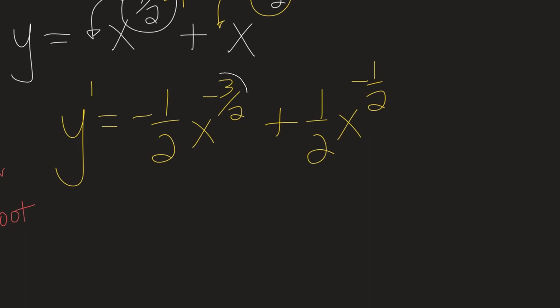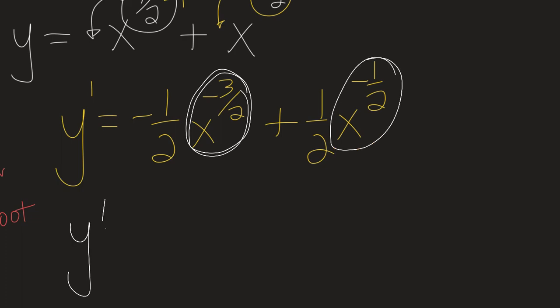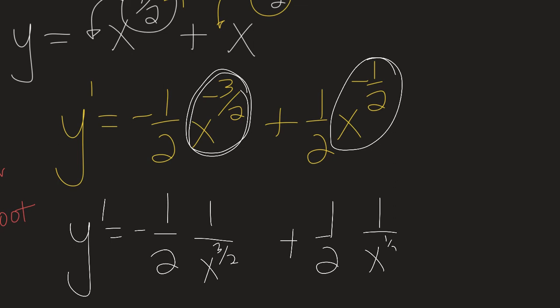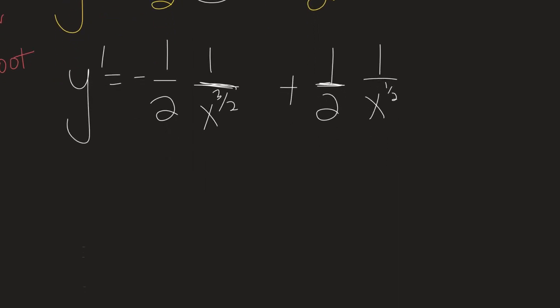Okay, so hopefully you're getting the hang of this. We're going to take our negative powers and move them to the denominator. This is 1 over x to the 3/2 plus, here's our 1/2, and we're doing 1 over x to the 1/2. So now we're going to change our fractional exponents back into radicals.